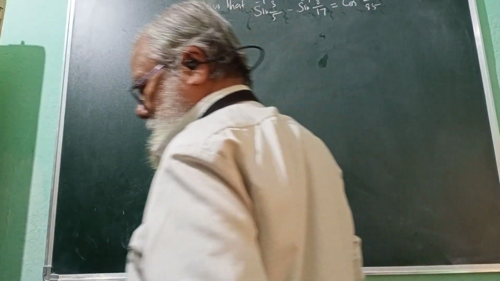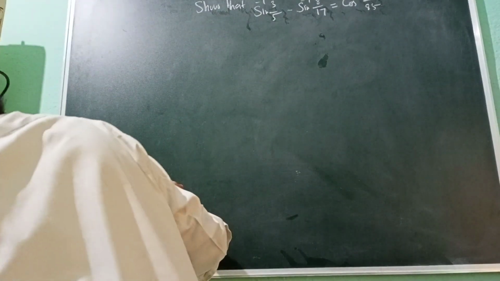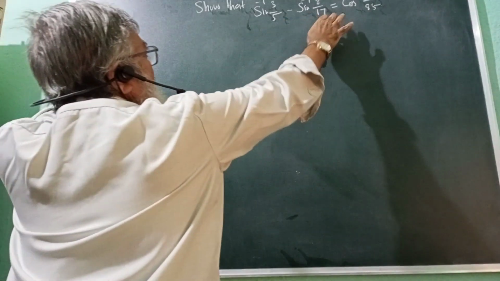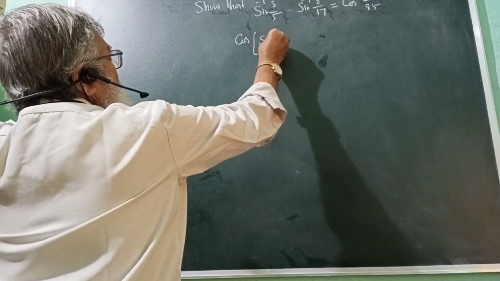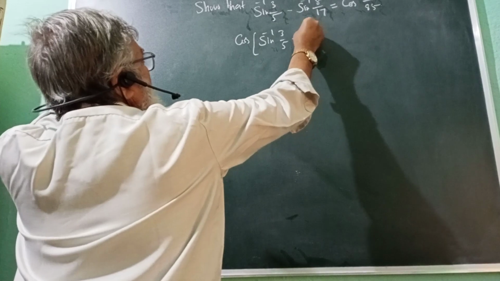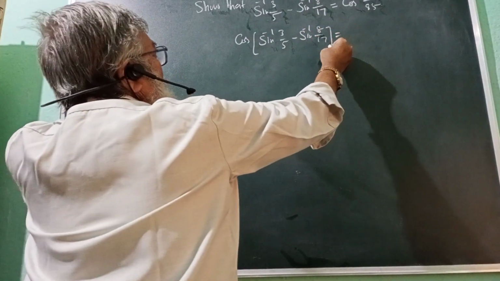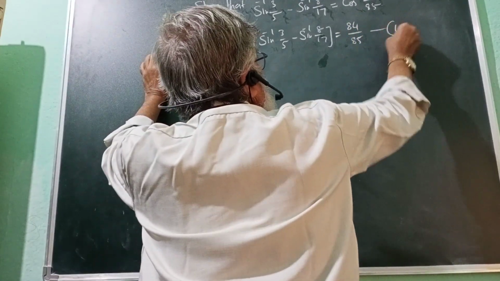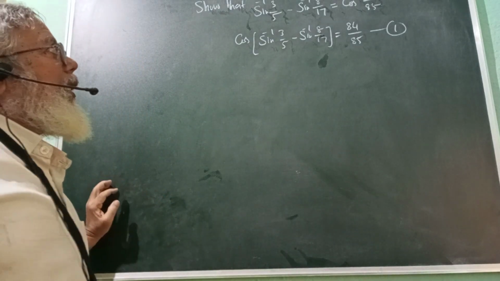Let us solve this. The same problem we can write, if you take cos inverse to this side, as cos of (sine inverse 3 by 5 minus sine inverse 8 by 17) is equal to 84 by 85. Proving the equation means we are going to prove the given problem. So here let us see.